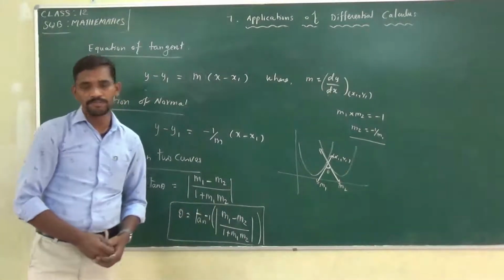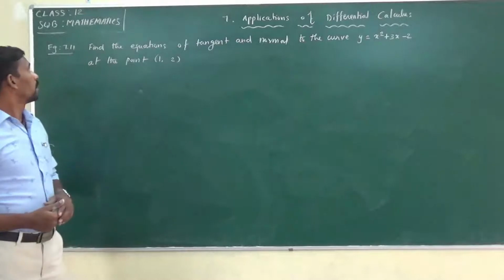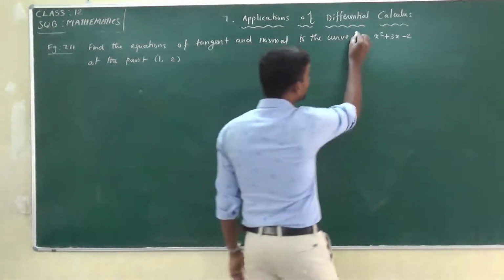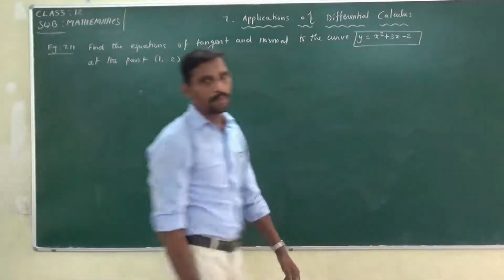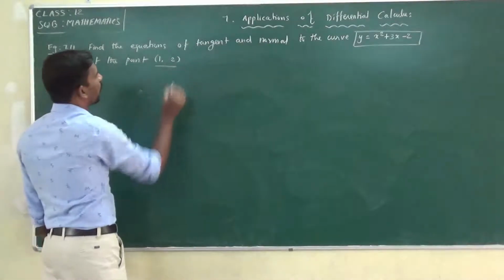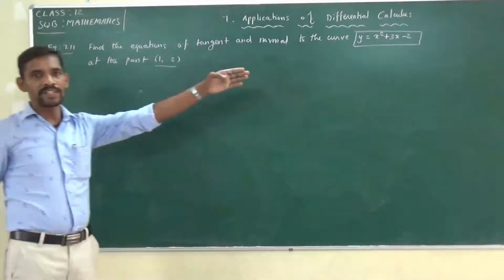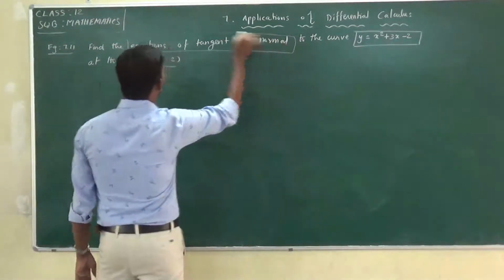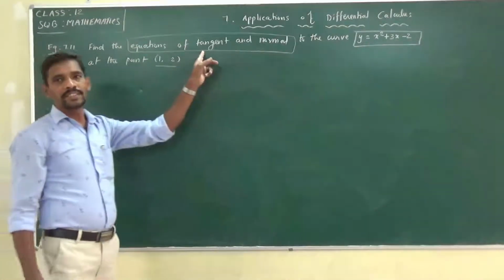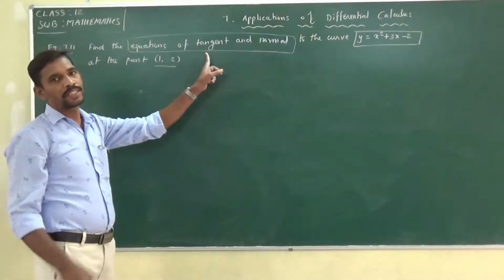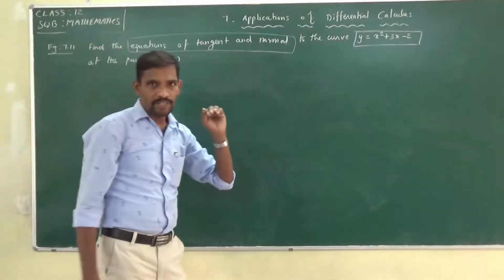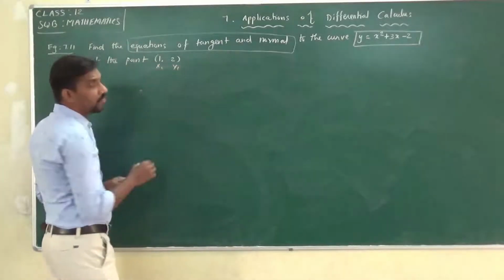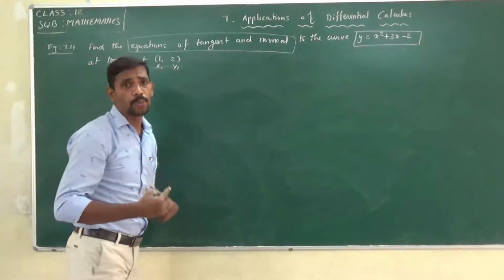Let's see the problems. Hi students, this is example 11. Find the equation of tangent and normal to the curve y is equal to x square plus 3x minus 2 at the point (1, 2). One curve equation is given and the point of contact is also given. So now we have to find the equation of tangent and normal. We know very well the tangent equation is y minus y1 equal to m into (x minus x1), and the normal is y minus y1 equal to minus 1 by m into (x minus x1). Here the point is taken as (x1, y1). So now we want to find the slope m.